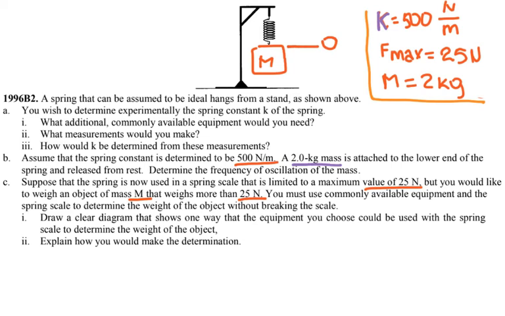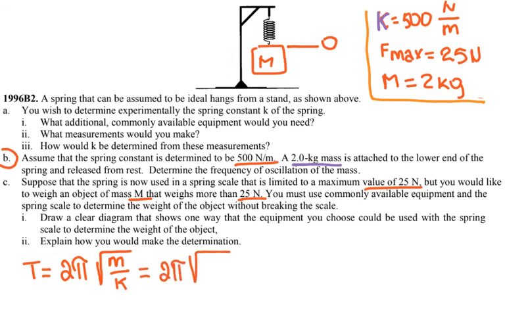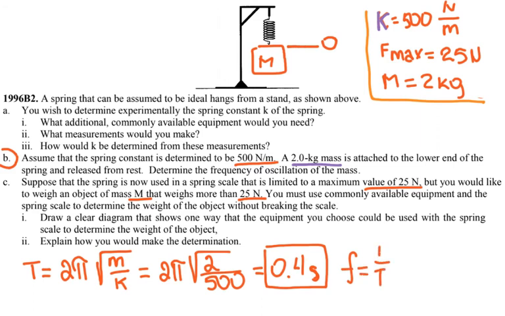If I'm looking for the frequency, I need to find the period first. The period is 2 pi times the square root of m over k for the spring. So that's 2 pi times the square root of the mass they attached, 2 kilograms, over k, which they give you as 500. That gives me 0.4 seconds. But they ask about the frequency, and the frequency is equal to 1 over T, which is 1 over 0.4. That is 10 over 4, correct? Which gives me 2.5, measured in hertz.